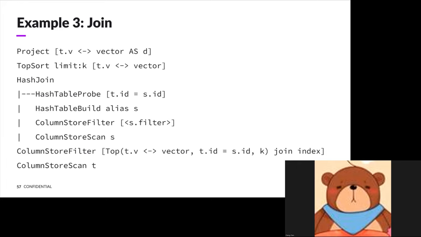This can be executed by first scanning the table S with its filters. Then we build a hash table on the filtered rows. Then we do a vector index scan with a pre-filter, and the pre-filter basically just checks if there is a matching row in the hash table. So basically we can do joins with vector search, which is something vector databases usually don't do.